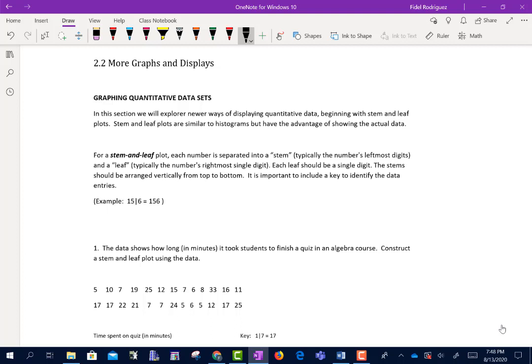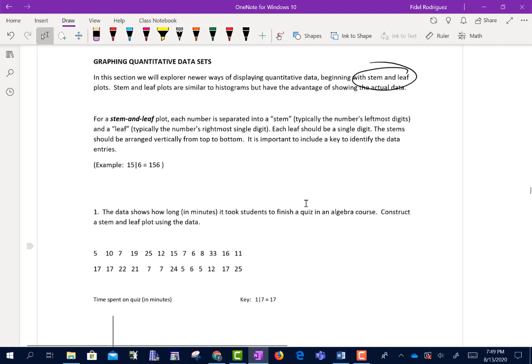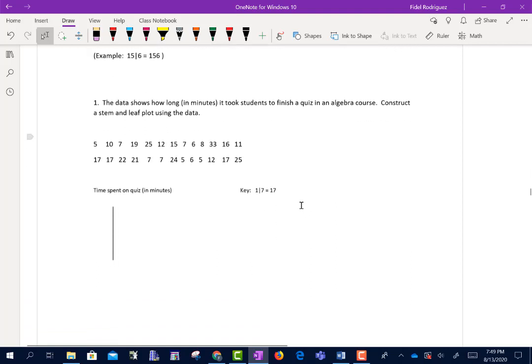Graphing quantitative data sets. It says, in this section, we will explore newer ways of displaying quantitative data, beginning with stem and leaf plots. Stem and leaf plots are similar to histograms, but they have the advantage of showing the actual data. For a stem and leaf plot, each number is separated into a stem, typically the number's leftmost digits, and the leaf, typically the number's rightmost digits. Each leaf should be a single digit. The stems should be arranged vertically from top to bottom, and it's important to include a key to identify the data entries.